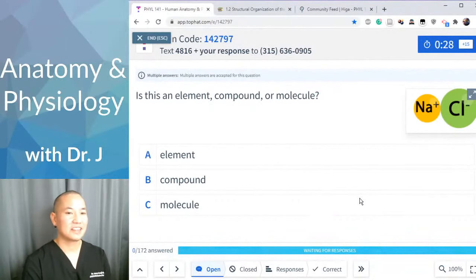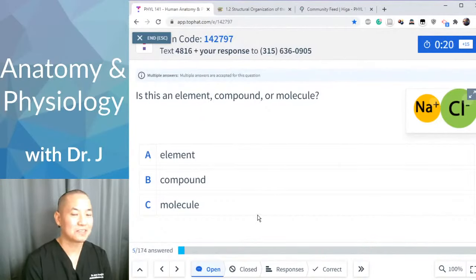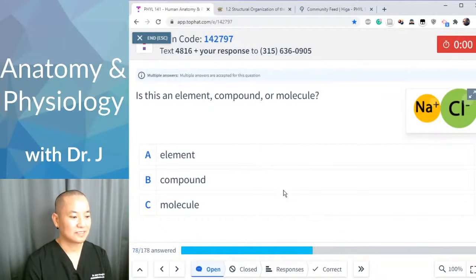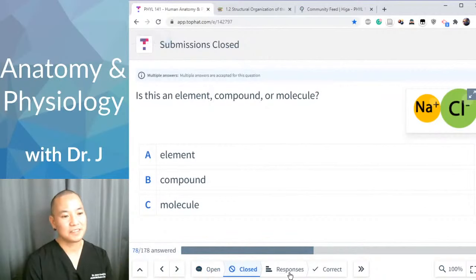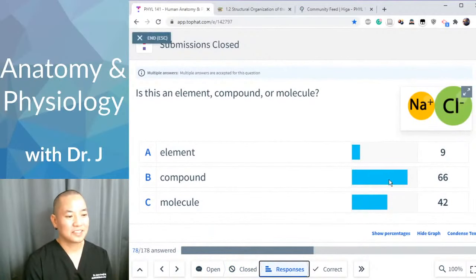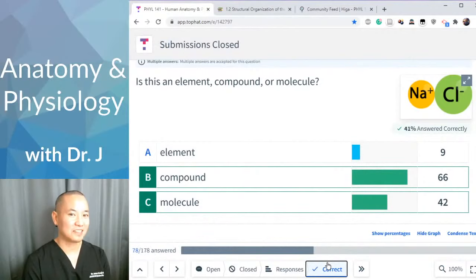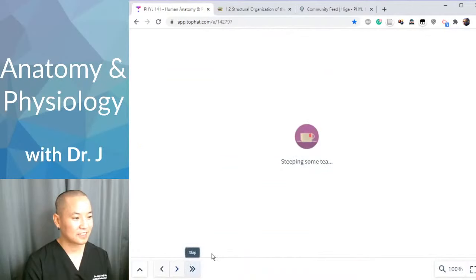So how about this? Is this an element, compound, or molecule? Multiple answers, so select all that apply. It might be all three, it might be one, it might be two, it might be zero. Okay, so again, don't worry if you didn't get it in time. Some of you said it's an element, most of you said it's a compound, and some of you, not as many, said it's a molecule. And it is both a compound and a molecule. Again, it's not an element because you have a mixture of sodium and chloride. It is a molecule because you have multiple atoms in sodium chloride. Okay, next question.